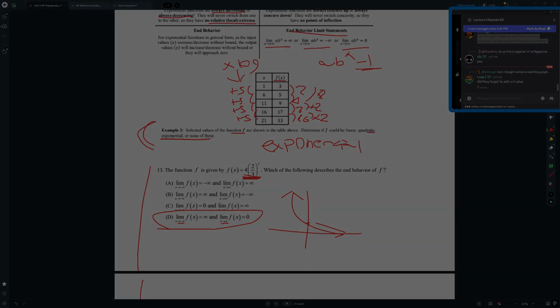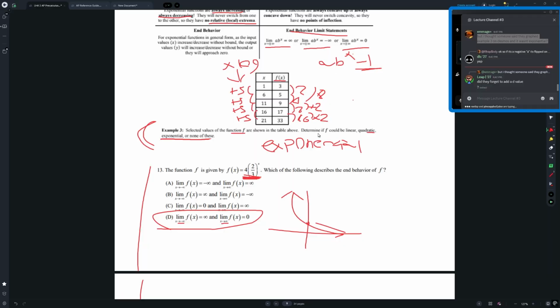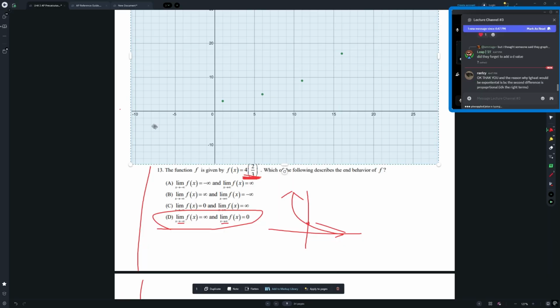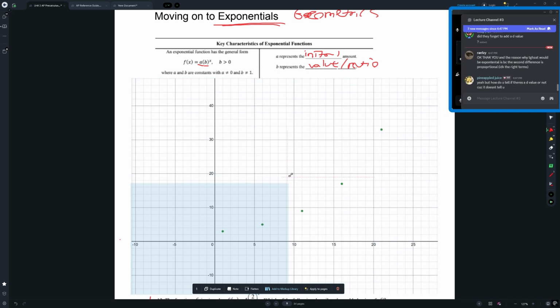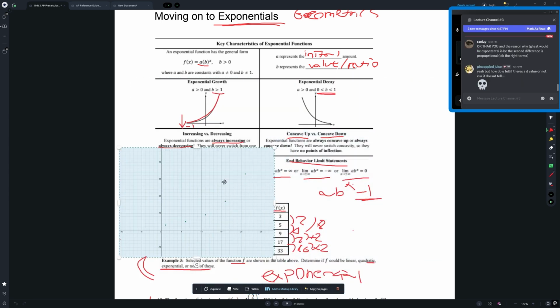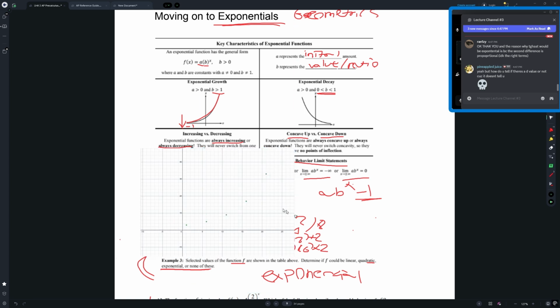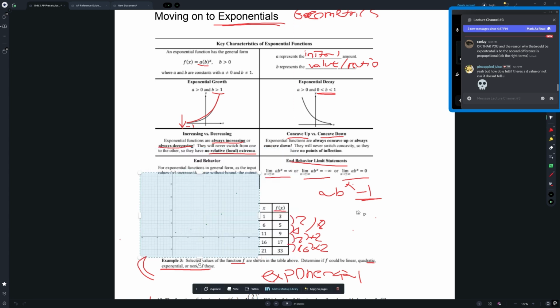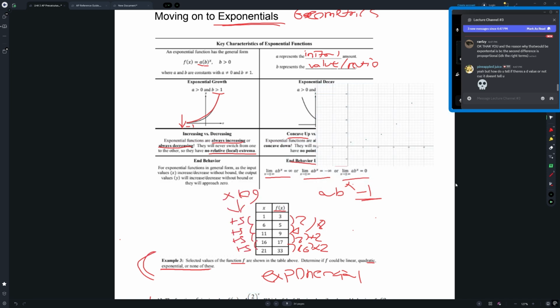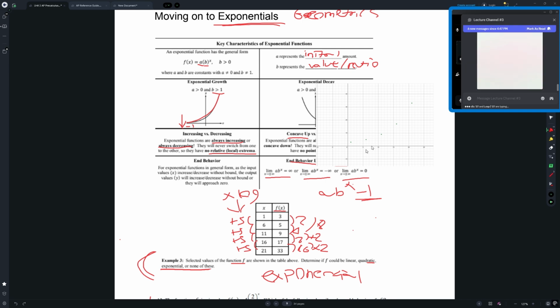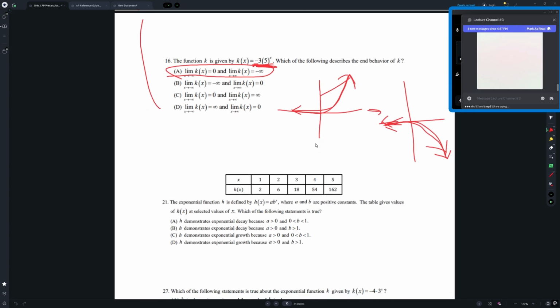Okay, if you graph it in Desmos, it looks something like this, which is a perfect exponential curve, as you can see. And you can even see the asymptotes going towards 1. Any questions on these 3? If not, we'll move on.